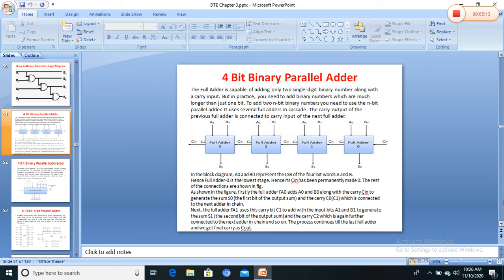Here is the block diagram of the 4-bit parallel adder. These are the two 4-bit words that are added. The inputs for the first word are A0, A1, A2, A3, and for the second word B3, B2, B1, B0.